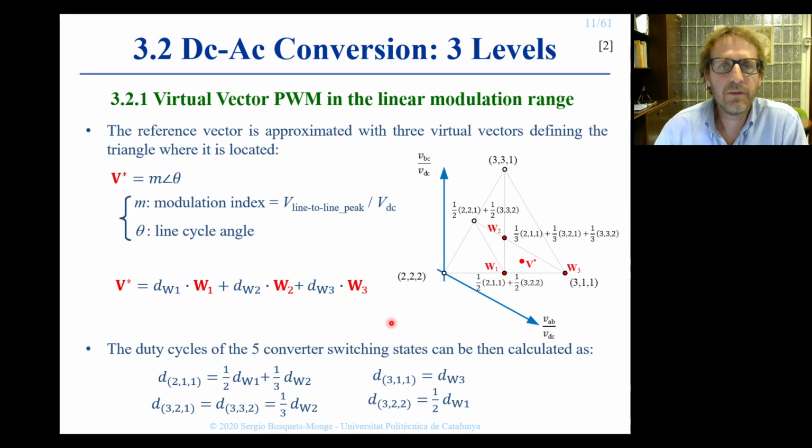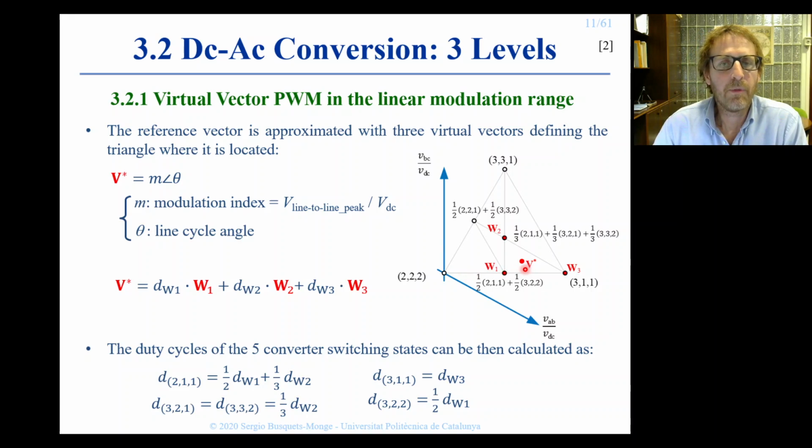So we will use these virtual vectors to approximate the reference vector. The reference vector, noted here as V star, represents the desired set of line-to-line voltages we want to achieve at the AC side. Okay? This vector is defined with a length equal to the modulation index, and here the modulation index is defined as the peak value of the line-to-line voltage divided by the DC link voltage, and it has an angle equal to the line cycle angle.